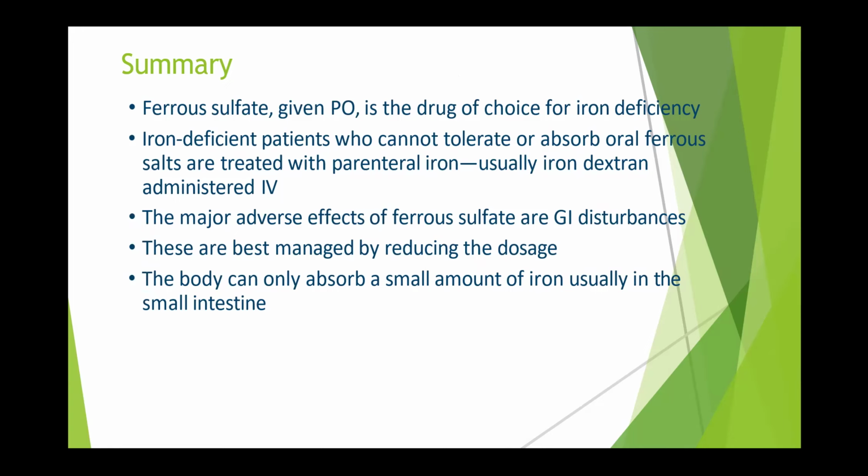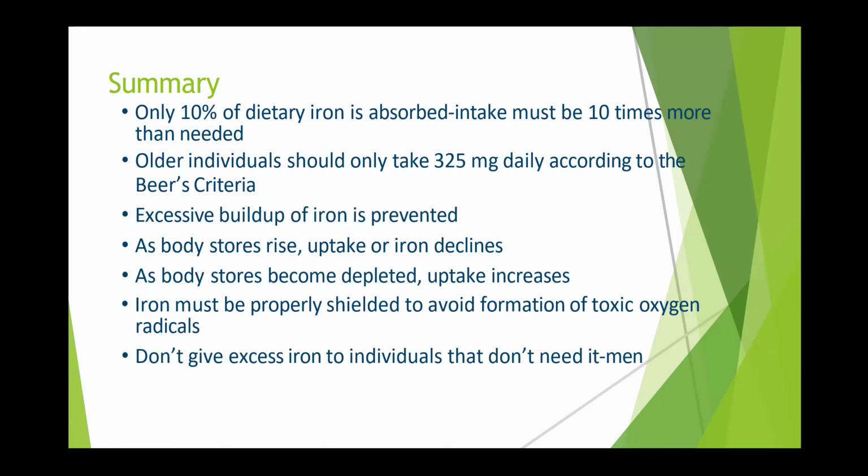The body can only absorb a small amount of iron in the small intestine, so it doesn't help to give too much. You have to work within the guidelines. Only 10% of the dietary iron is absorbed, so you need 10 times what you need in order to get that 10%. And older folks should only take about 325 milligrams daily, according to Beers criteria, and that prevents excessive buildup of iron in the body.